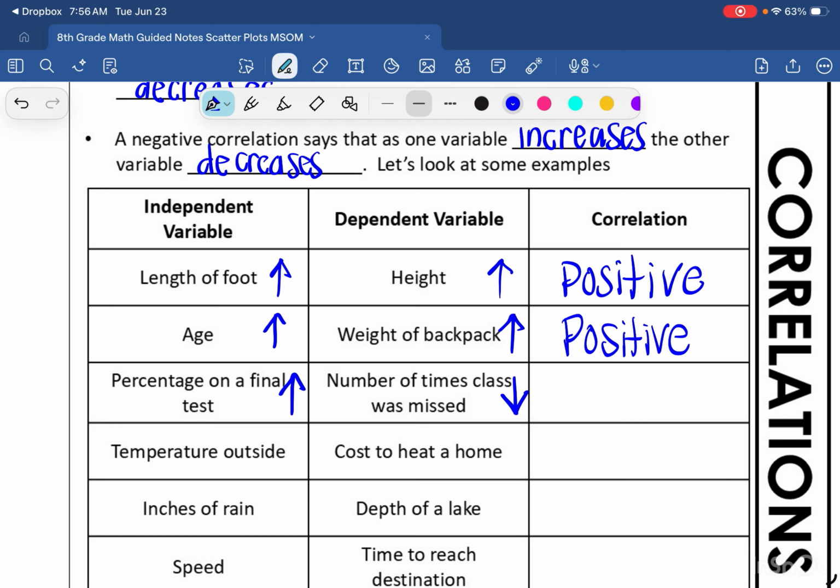Now this is a general statement. It's not always going to be true, but just in general, you'll probably score higher on the final test if you miss class less. So since they're going opposite directions, that's a negative correlation.